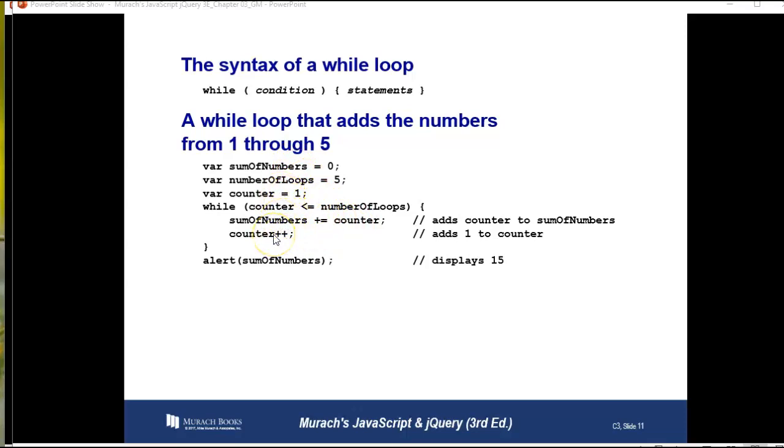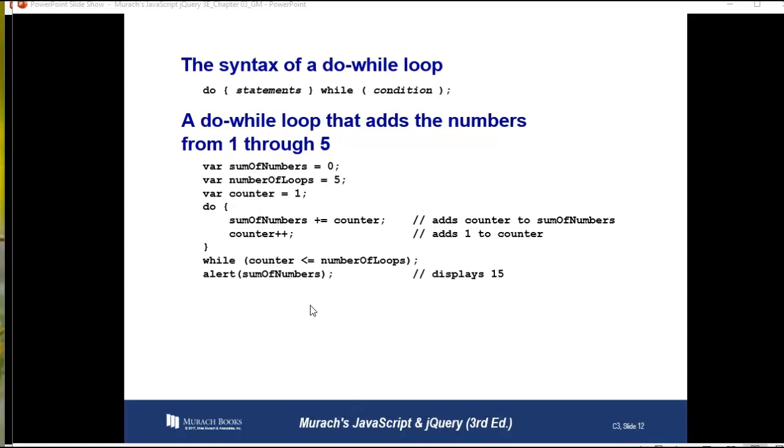Then it adds 1 to that counter variable, so now it's 2. It says, is 2 less than or equal to the number of loops? Well, 2 is less than or equal to 5, so we'll go through the steps again. Now it's 3, 4, 5, and this is less than or equal to. If it tried to go to 6, that would make it false. It would come down and execute this alert statement, which would display the sum of the numbers in a dialog box.